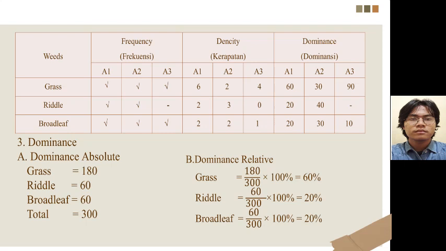B. Dominance relative. Dominance relative can be found when the absolute dominance value of that type is divided by the sum of the absolute dominance value of all types times 100%.